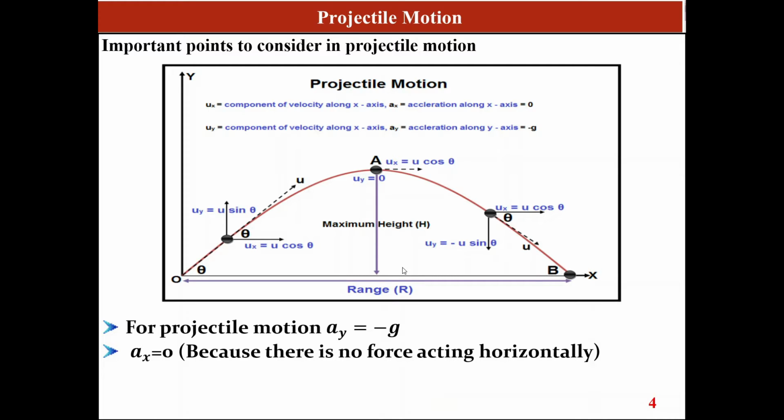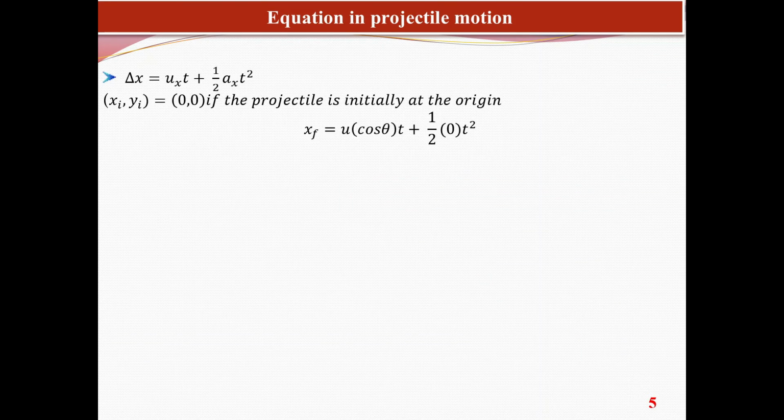Okay, now let's proceed to the other one, motion. Change in x is equal to ux multiplied by t plus half a x t squared. So this is a representation of the motion in the x-axis.